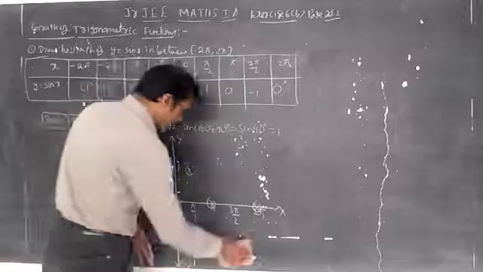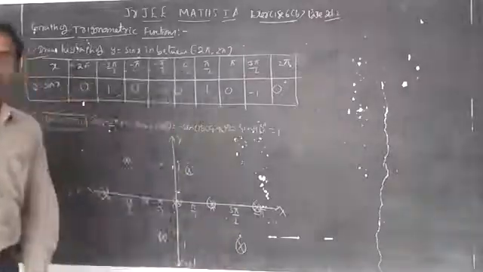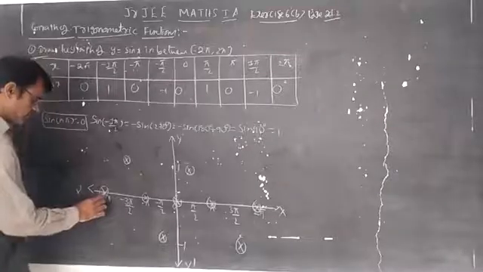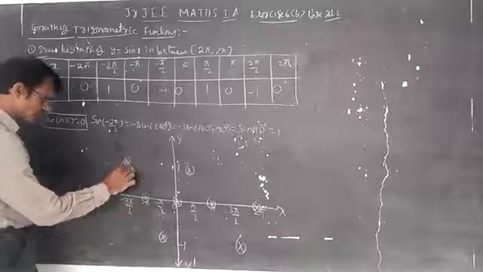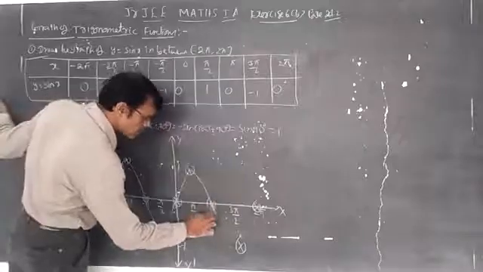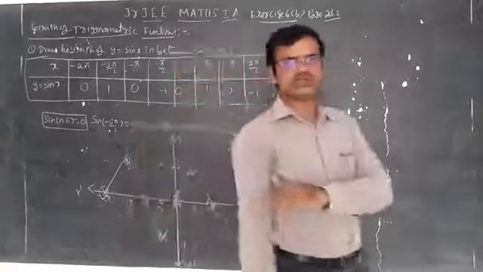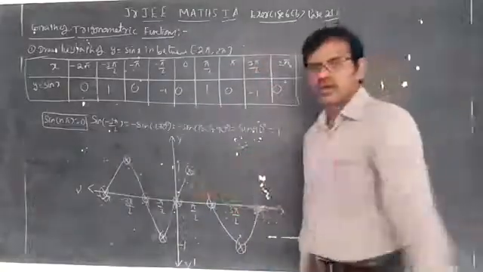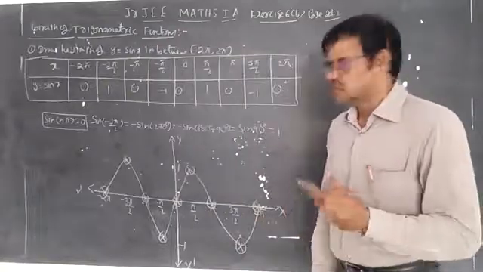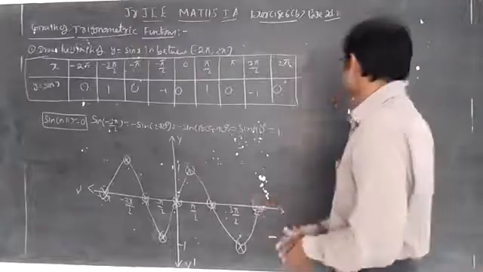Now join the curve with free hand. You should get a smooth curve, not drawn with the scale. It is called a sine curve, which is most relevant in physics also. Draw like this with free hand. This is also called an oscillating curve, a smooth curve. This is an oscillating continuous function. This is the graph of sin x.